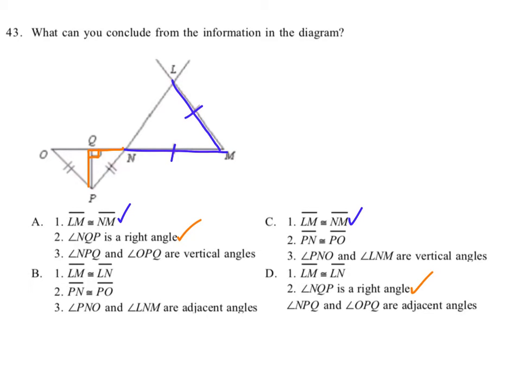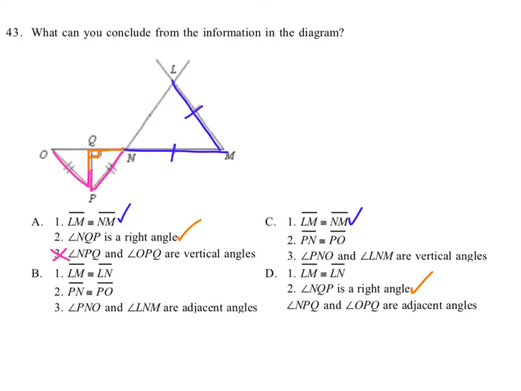It says angle NPQ, this angle right here, and angle OPQ, right there, are vertical angles. Not true, they're not vertical. Vertical angles are formed by two rays like that, or two lines crossing like that. So it can't be that one. And if we see NPQ and OPQ are vertical angles anywhere else, no, I don't see that anywhere else. Now, let's keep moving down the list.